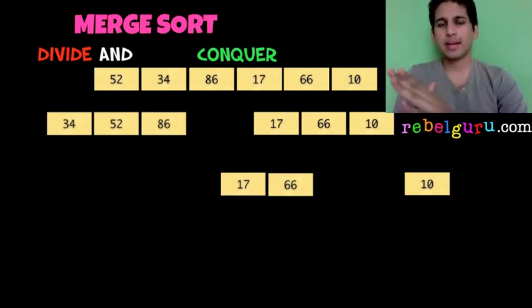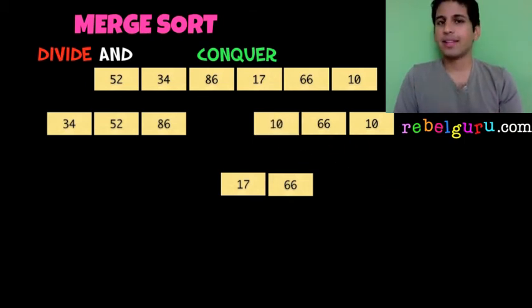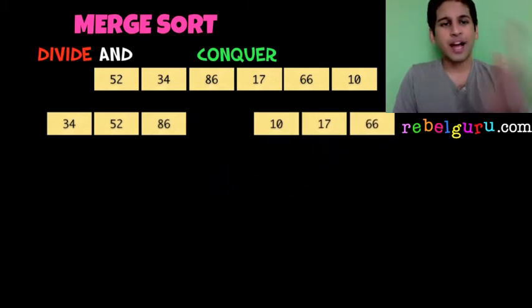Now look at this example, 17, 66 and 10. Left hand side smallest element 17, right hand side 10. So you choose 10. Then there's nothing left on the right hand side, so you copy over the entire left hand side because it's already sorted, right? So now if you look at your bigger arrays, 34, 52, 86 already sorted, 10, 17, 66 already sorted, right? So by doing this over and over again, we are getting bigger and bigger sorted arrays.